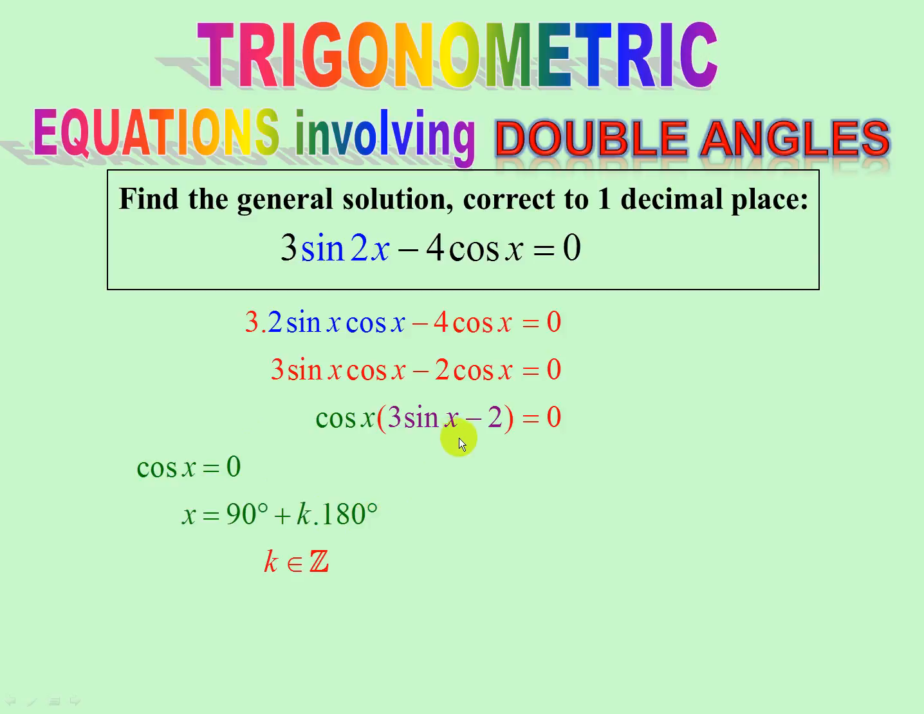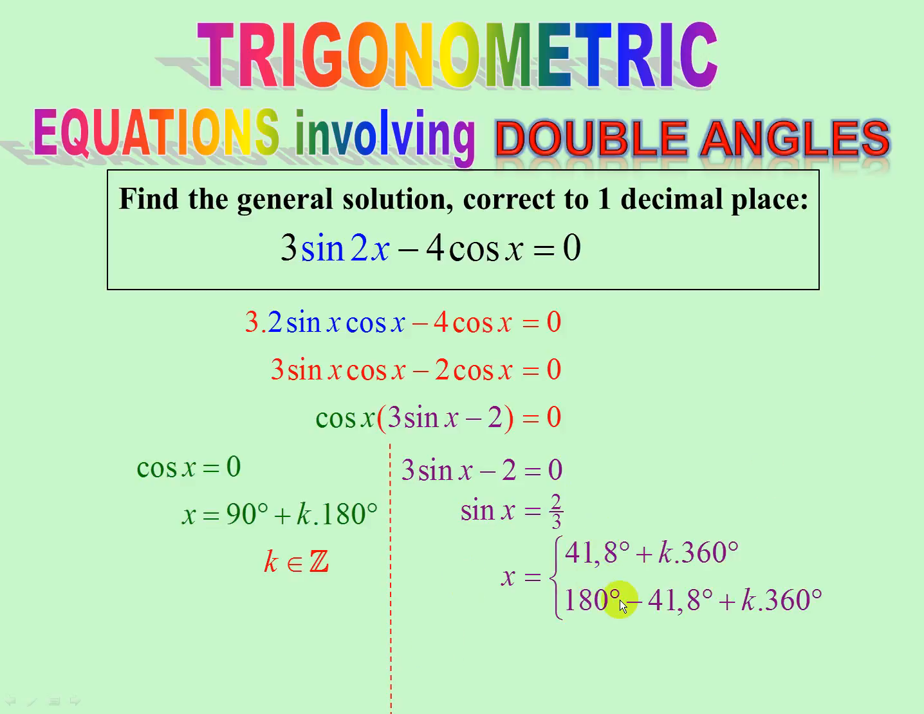And then for the 3 sine x minus 2 to be 0, it means that sine x is 2/3. Sine positive, first quadrant, second quadrant, so we're going to get the key angle, and 180 minus the key angle. There we are, key angle, 180 minus the key angle, plus K360. Note I haven't written K element of Z. We already have it here. We don't need to have it again in the same sum. And there are answers.